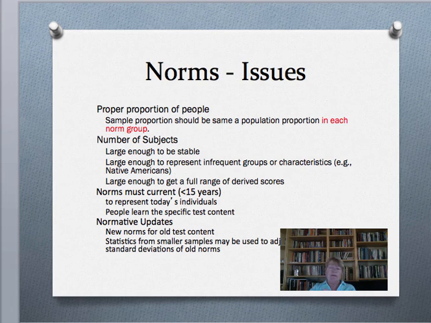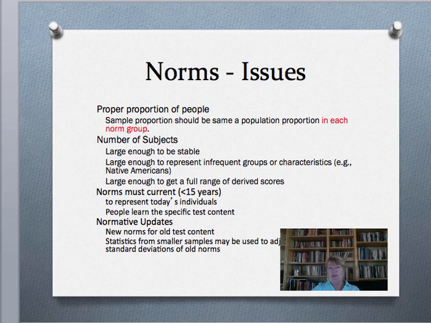This says not older than 15 years. I use 10. Most tests are actually renormed every 10 years or so to represent today's individuals and the specific content on the test. And it should be updated. Not only should we use a recent census, but we should also update the content of our test to reflect changes in what people know and understand. And when we update, they can use smaller samples to do that.